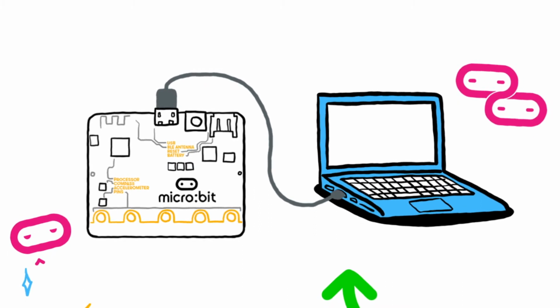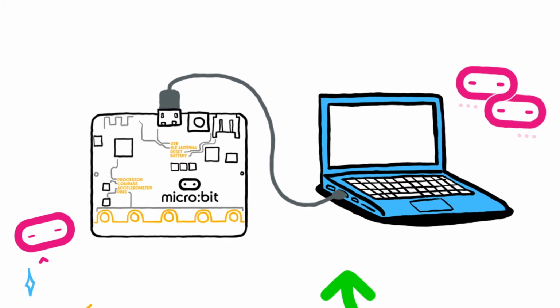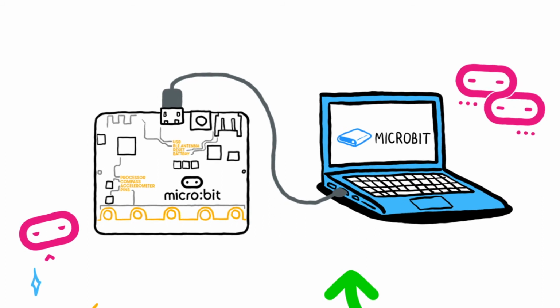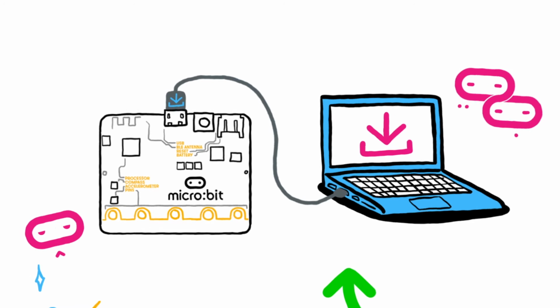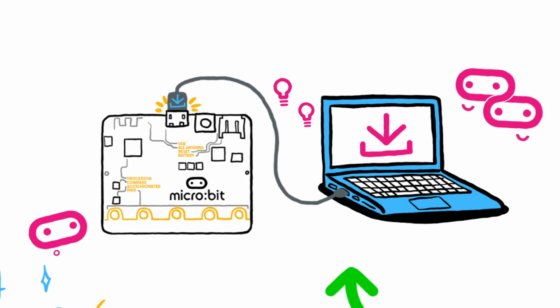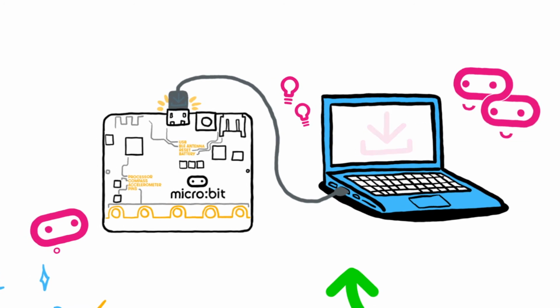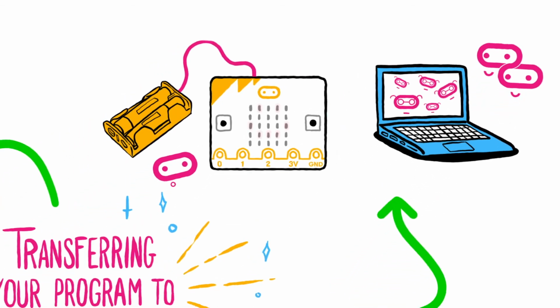You will see your Microbit appear on your computer like a USB drive. Look for Microbit. As the program is copying across, you'll see the light flash on your Microbit. Then once it stops flashing, you can test out your Microbit creation.